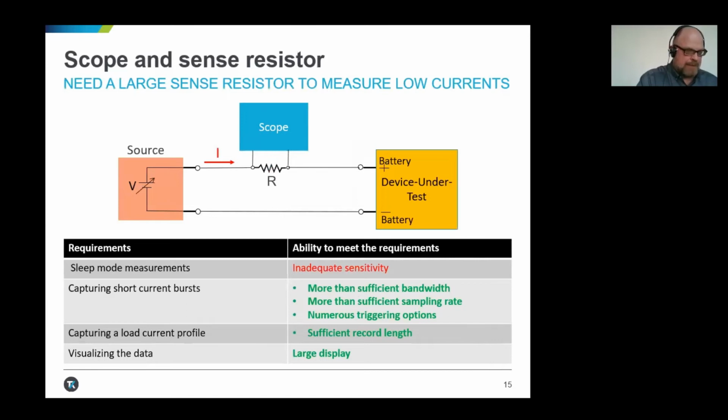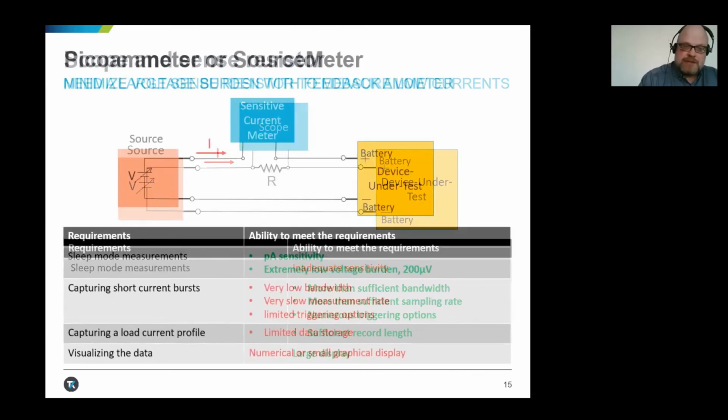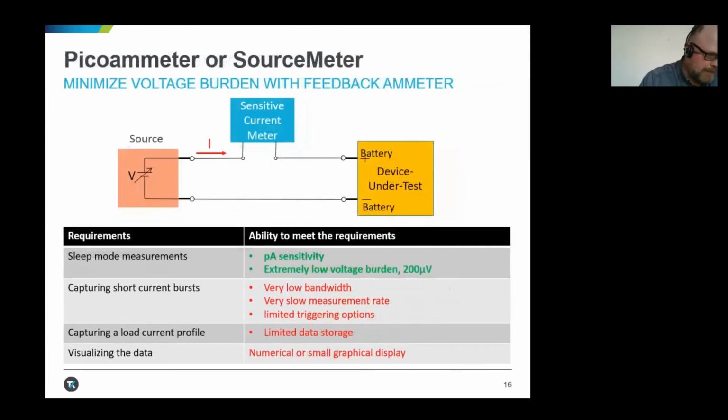For example, a 10 ohm sense resistor with 100 milliamp peak current flowing would cause a 1 volt drop. The device under test would see a 25% voltage reduction if it was intended to be powered by 4 volts. Scopes are just not designed to make sensitive instrument measurements.